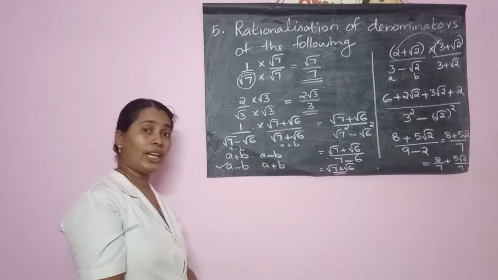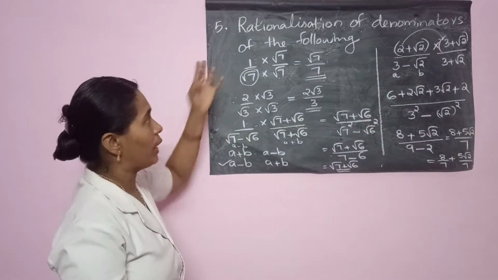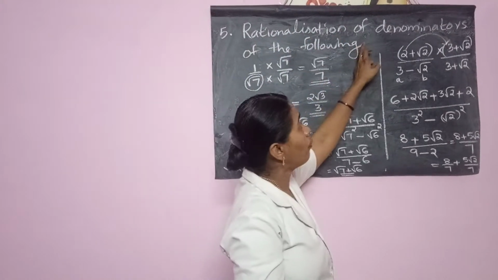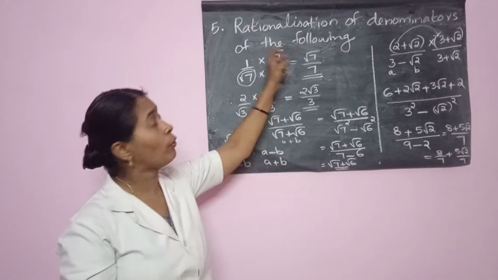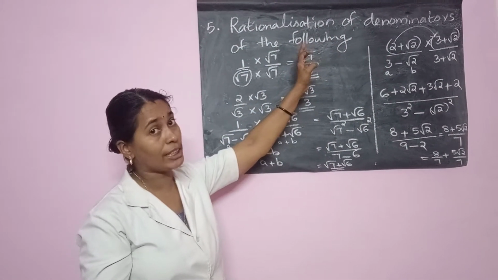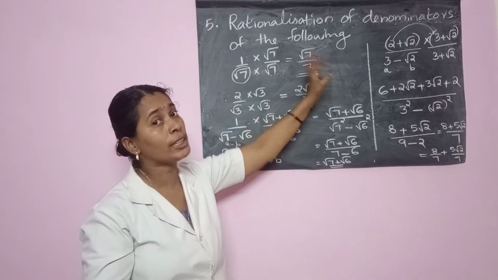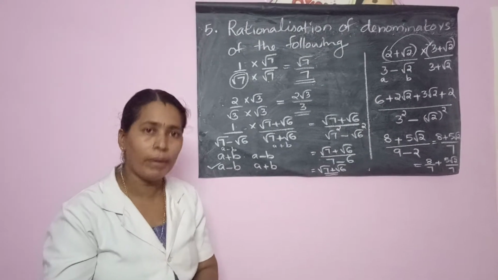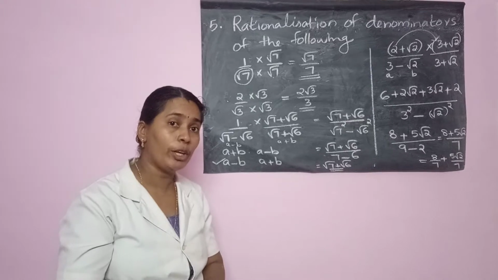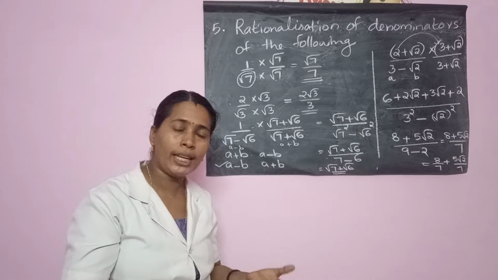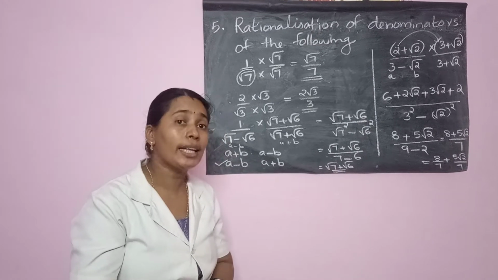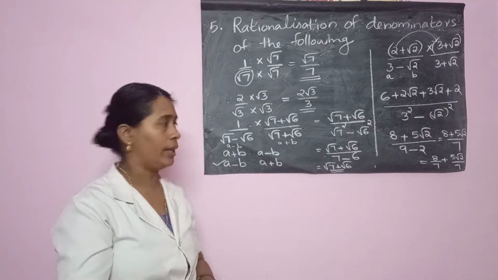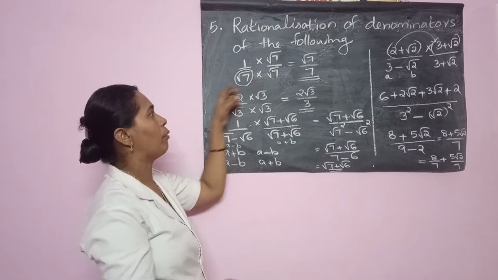After simplification, let us move to our question number 5. Question number 5 is very, very important. Rationalization of denominators of the following. That means we need to consider only what? Denominator only. What we want to do to the denominator? We have to convert the given denominator as a rational number. So let us begin with our question number 1.